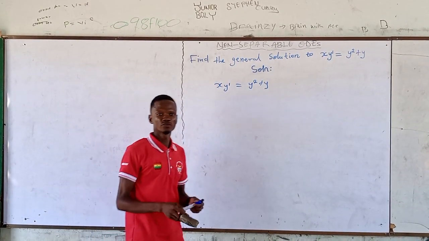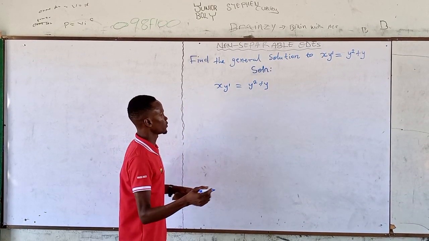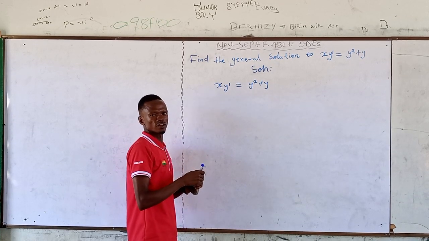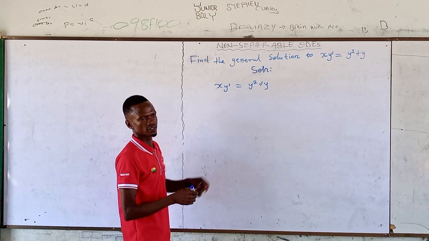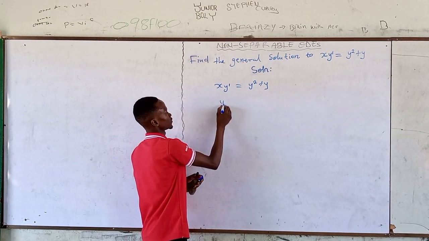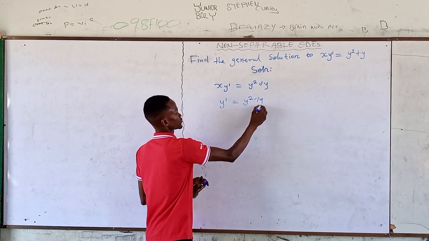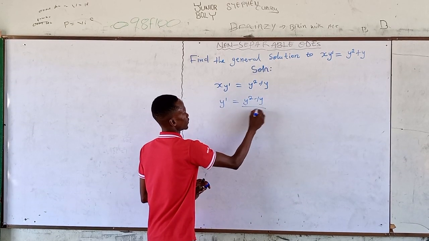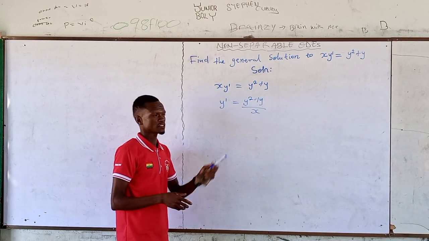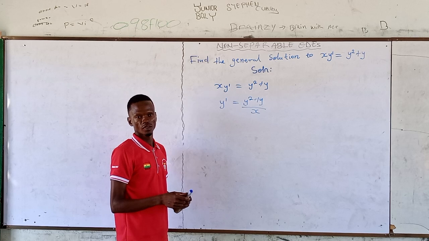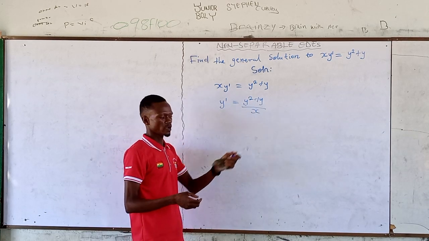Okay, so as we learned previously, to solve the non-separable ordinary differential equations, what we do is make y prime the subject. And so I have y prime equal to y squared plus y all over x. I make y prime the subject by dividing both sides by x. So I have the derivative of y equal to y squared plus y over x.